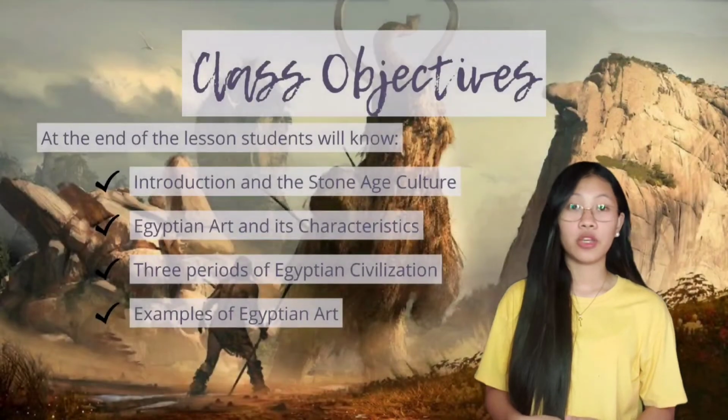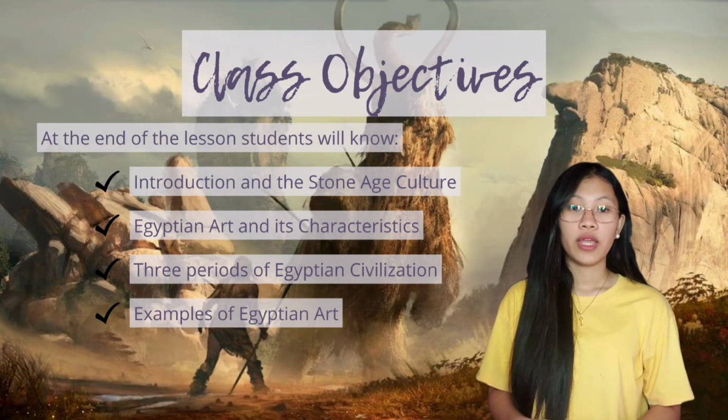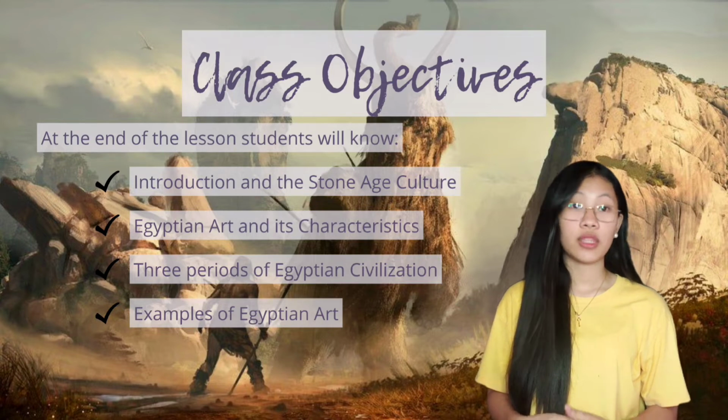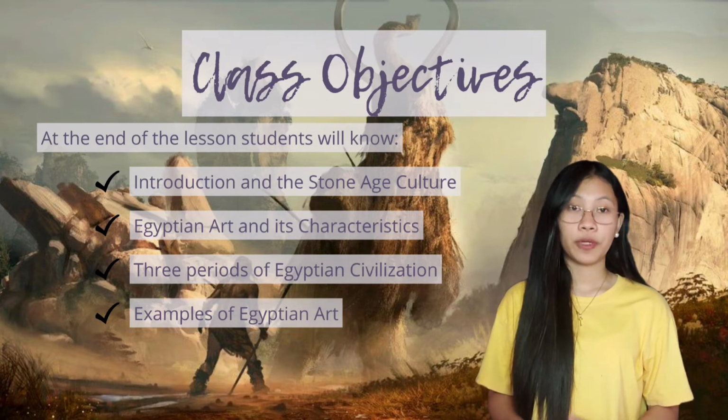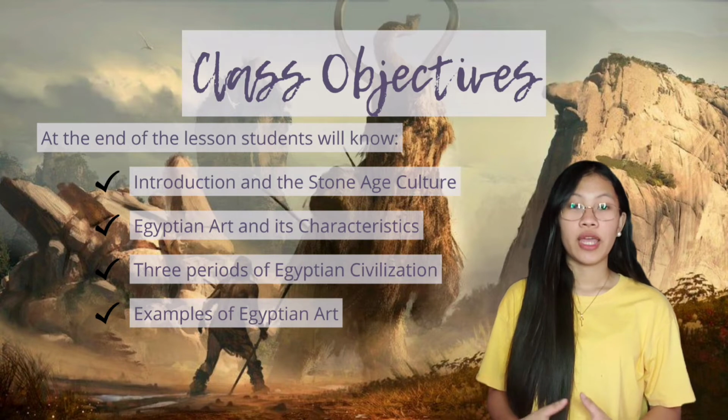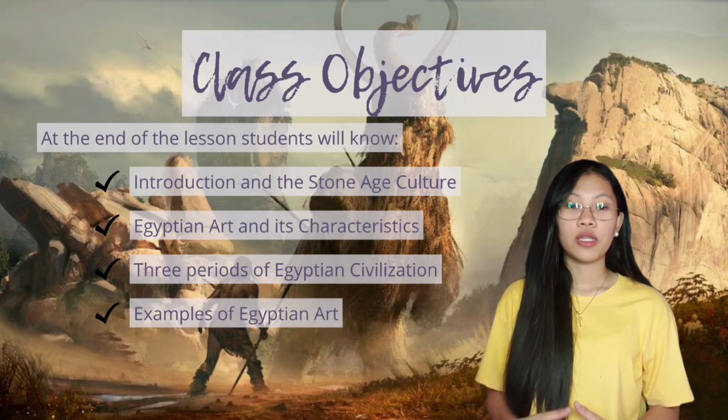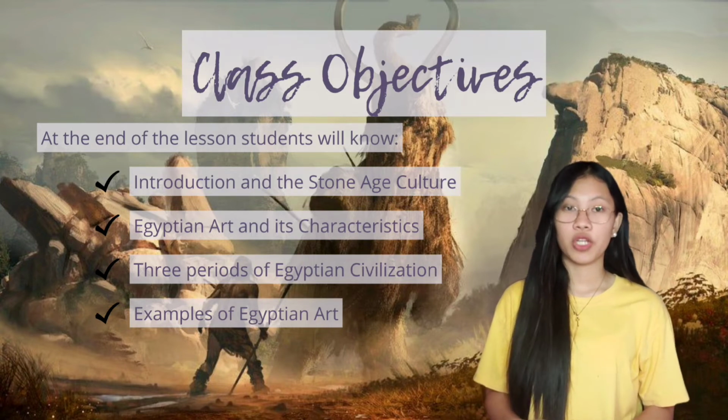The following are the objectives of our topic. At the end of the lesson, students will know the art in early civilization introduction as well as the Stone Age culture. Second, to know about the Egyptian art and its characteristics as well as the three periods of the Egyptian culture. And lastly, to know some examples of the Egyptian art.